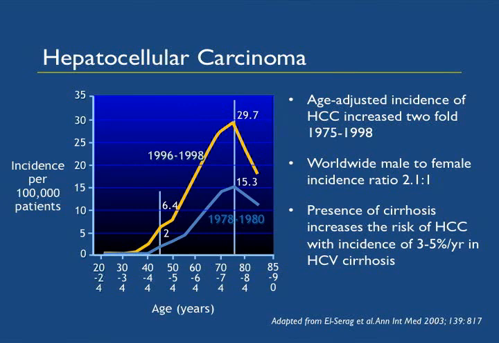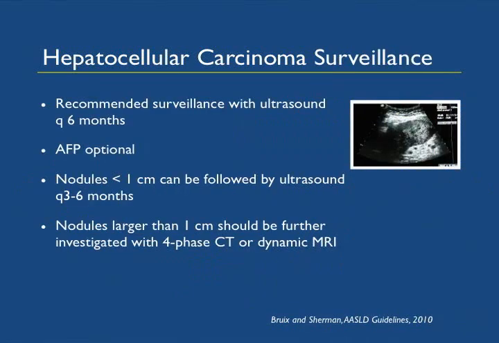Overall, the worldwide incidence of hepatocellular carcinoma is greater in male than female with a 2-to-1 ratio. The presence of cirrhosis greatly increases the risk of hepatocellular carcinoma. In a patient with hepatitis C cirrhosis, the incidence is very high with a rate of 3 to 5% per year. Because of the increased risk of hepatocellular carcinoma in cirrhotics, surveillance is recommended.